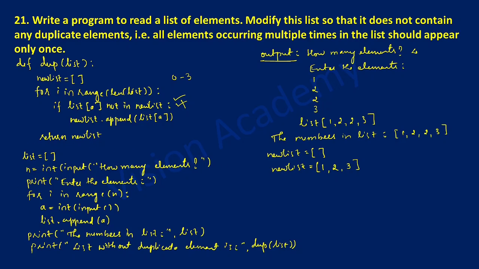Once again the control jumps to the print statement. It is going to print list without duplicate element is. Here in place of dupe list, it is going to return the new list, which is 1, 2, 3. Now it's time to go for executing this program. Let us execute and check out the result.